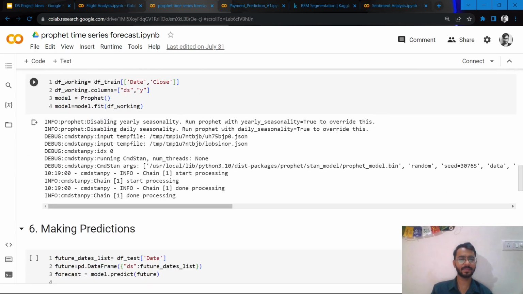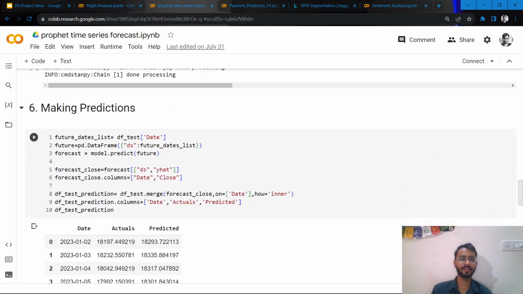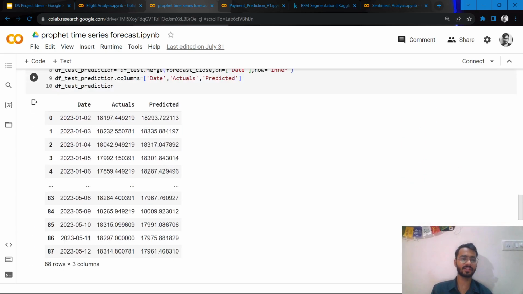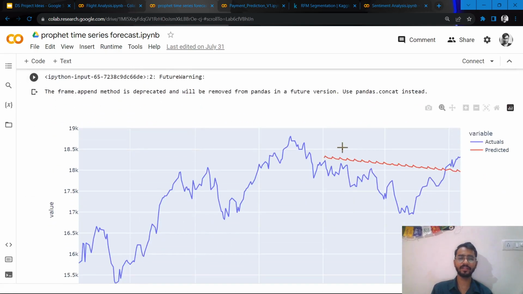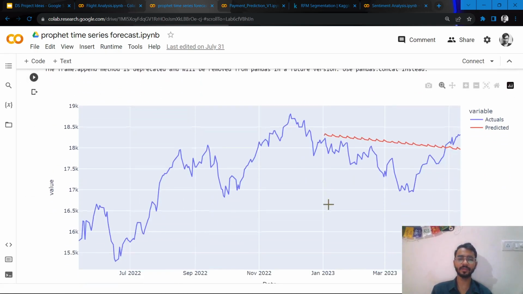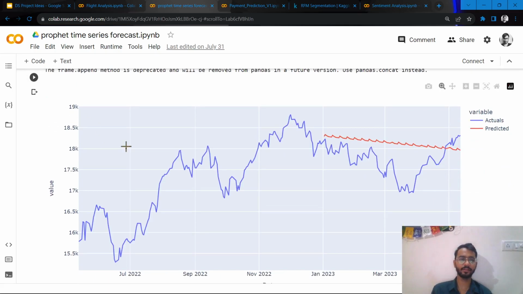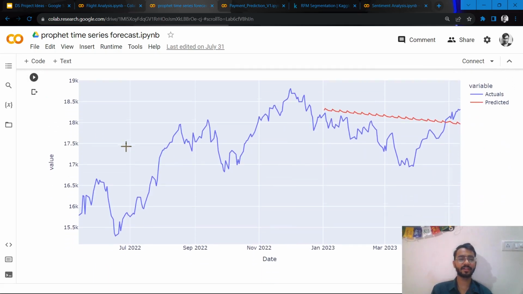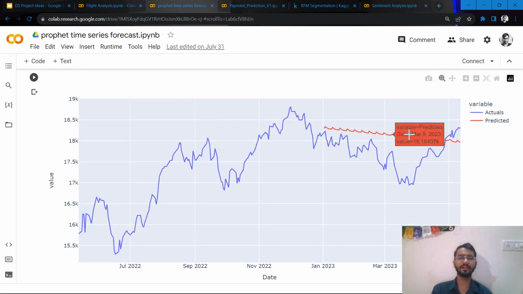Here everything is mentioned: how I've divided the test and control, and how I've made the predictions. Here we can see actuals and predicted compared together, and then finally I have drawn actuals versus predicted together. This is not a very good forecast, but it's good to have in your portfolio. You can try to optimize and make this forecast even better.